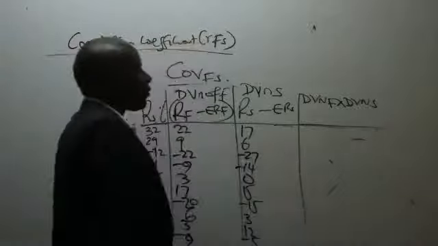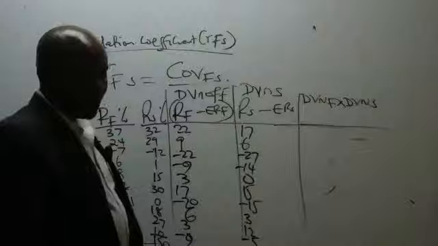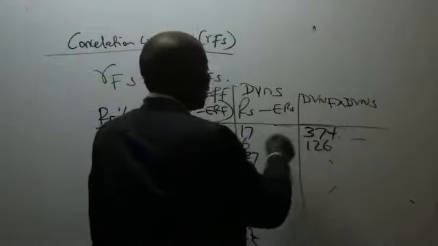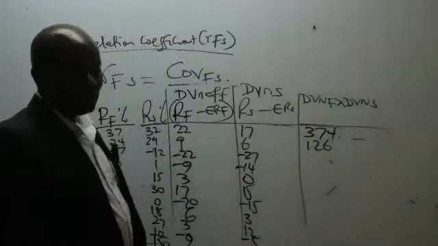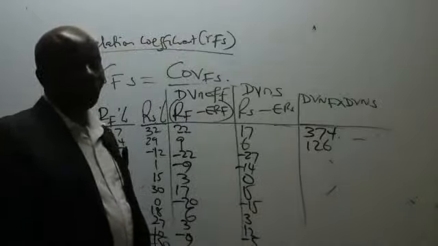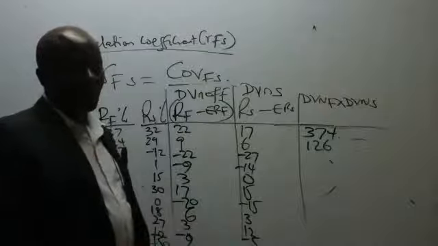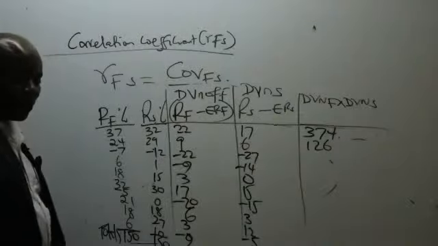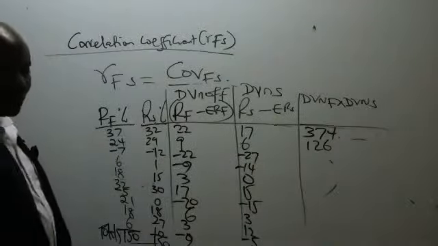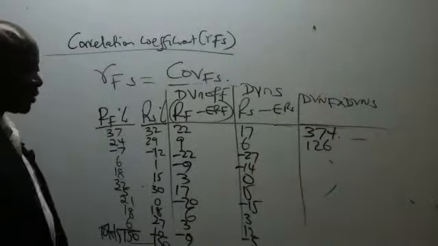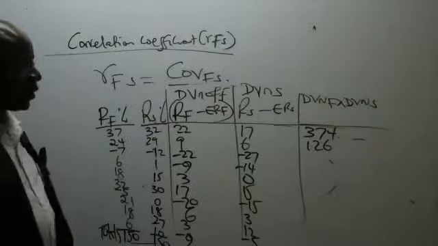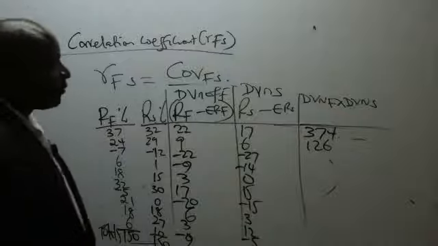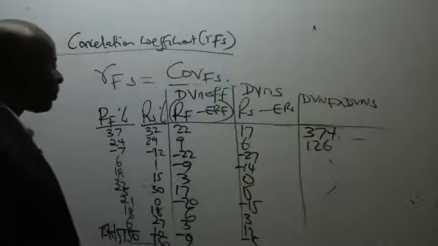So deviation F times deviation S, 374, 126. Thank you very much. Is it 3 or 894? Somebody else is giving me 594. Who is telling me the truth? 126 is okay. How about the first one? I just want to be very sure about the first one.